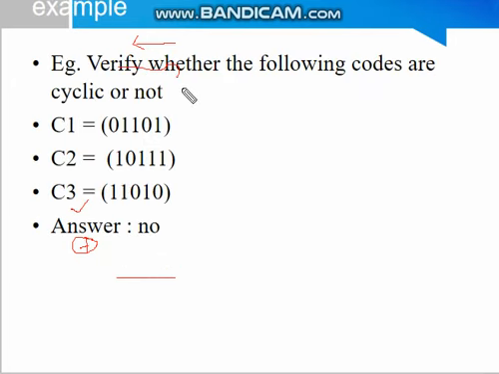Let us take an example to check whether the codes C1, C2 and C3 are cyclic or not. Here we see that C1 and C3 are cyclic in nature, but C2 is not cyclic. So C1, C2 and C3 are not all cyclic.